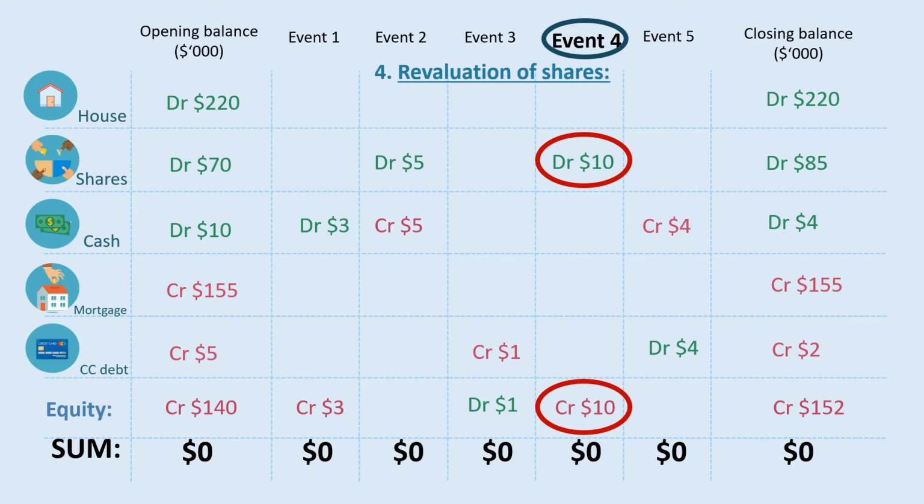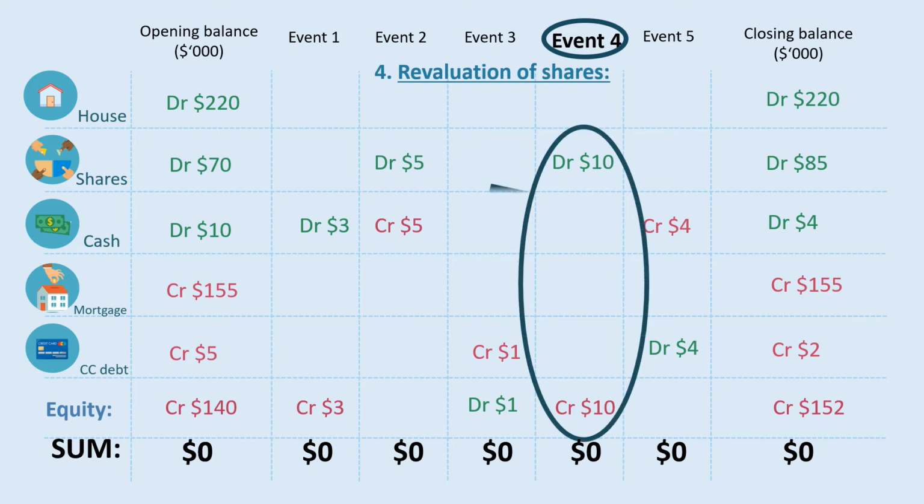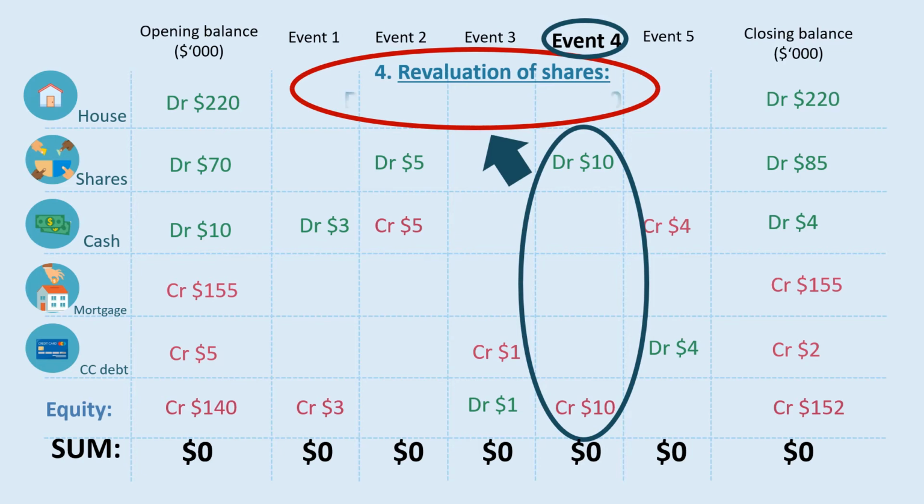The accountant would write the following double entry in this case. Debit shares, credit equity, 10,000. Both movements mean an increase here. Debit is increasing the asset and credit is increasing the equity.